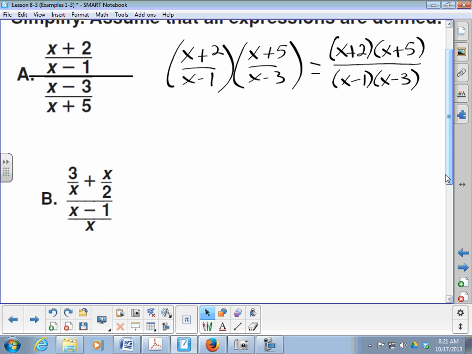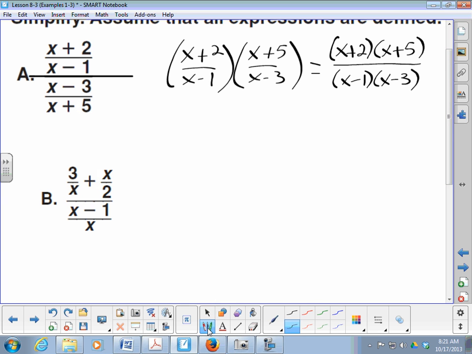So since I don't have just one fraction in the numerator, I need to make it so there is just one fraction in the numerator, which means I need to get what? Common denominator. In this one, though, that common denominator is going to be really easy, right? Because that common denominator is what? 2x. Okay? Because I have x in the left side and 2 in the right side. They have nothing in common, so my common denominator is the product of them.